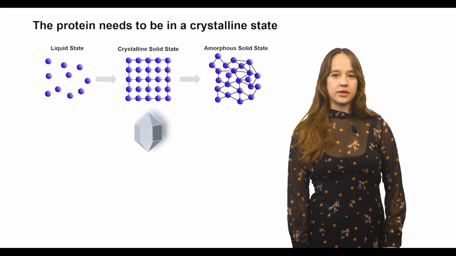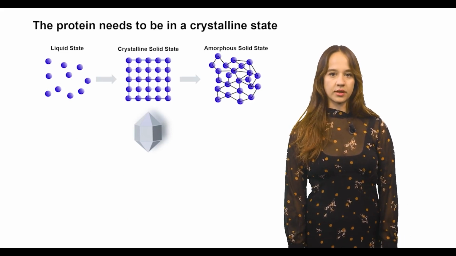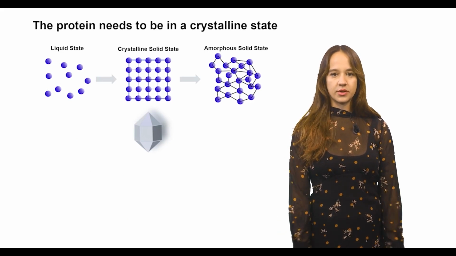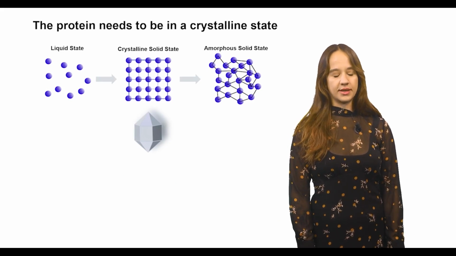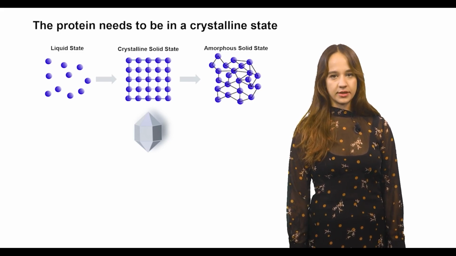Before we can determine the structure of a protein, we need to obtain high-quality crystals. Protein crystallization is a process of growing crystals of a protein in a solution. But why do we need the protein to be in a crystalline state?